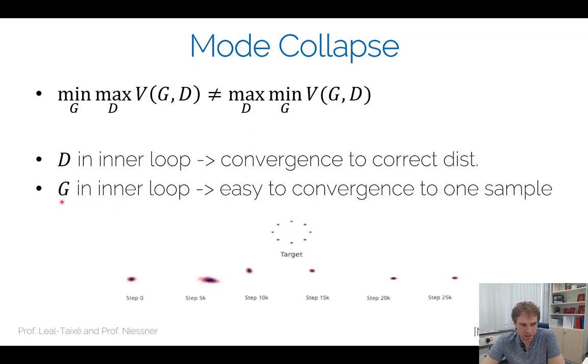If my generator is in the inner loop, which is this case here, it's very easy to converge to one sample. At the moment, I have a given discriminator, and all I want to do is fool that one discriminator. If I always generate the same sample that the discriminator thinks is okay, I will not get a very good distribution. So it's not always one example, but it will very likely converge to a small number of samples. If you have the discriminator in the inner loop and the generator in the outer loop, then you should supposedly converge to the right distribution.